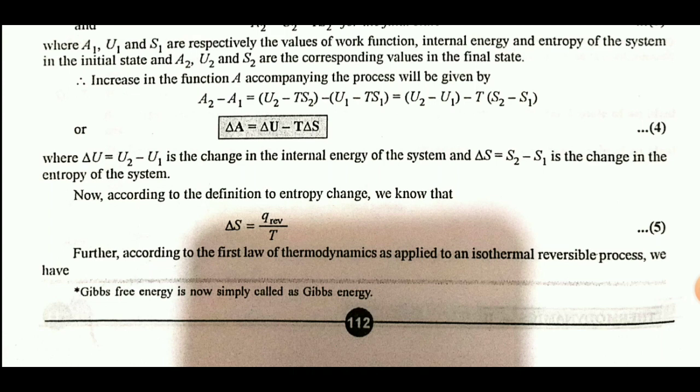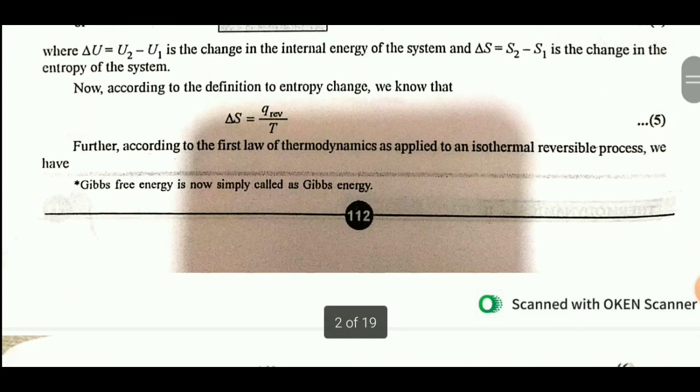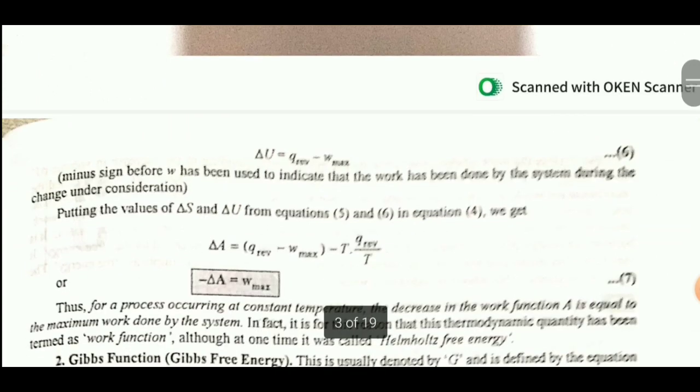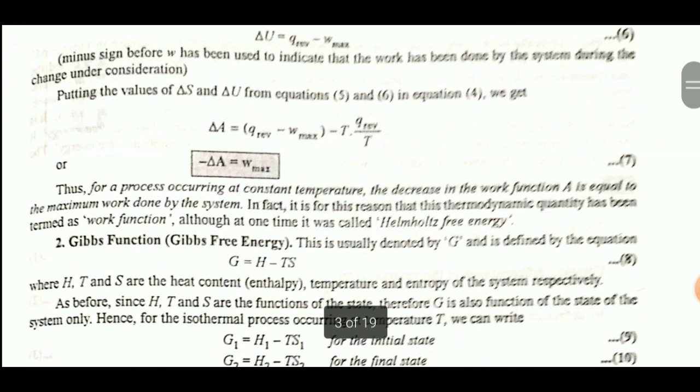Now, according to the definition of entropy change, we know that delta S = Q reversible / T. Further, according to the first law of thermodynamics as applied to an isothermal reversible process, we have delta U = Q reversible - W max. The minus sign before W has been used to indicate that the work has been done by the system during the change under consideration. Putting the values of delta S and delta U from equations 5 and 6 in equation 4, we get minus delta A = W max.